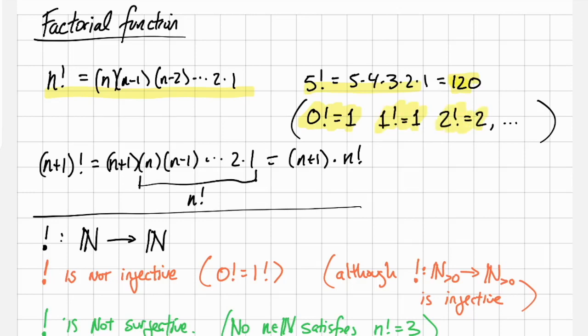Something that often is useful when dealing with factorials is noting that we can write n plus 1 factorial as n plus 1 times n times n minus 1 times dot dot dot times 2 times 1, which is n factorial. In other words, we can write n plus 1 factorial as n plus 1 times n factorial, which can often help simplify some of our calculations.